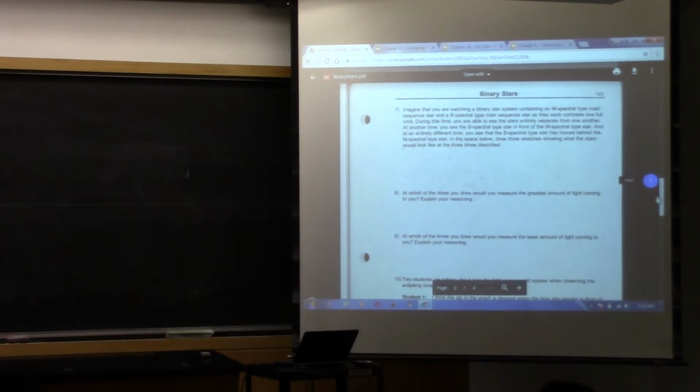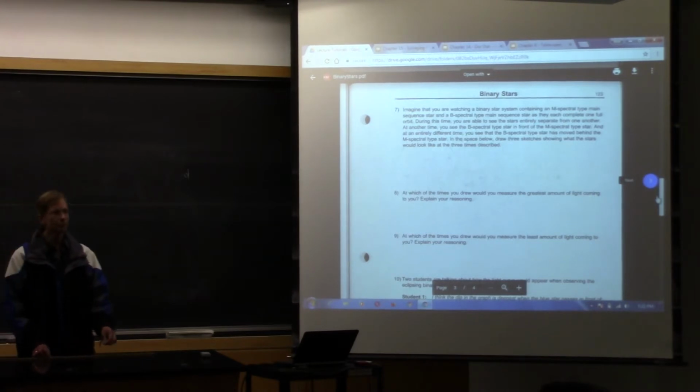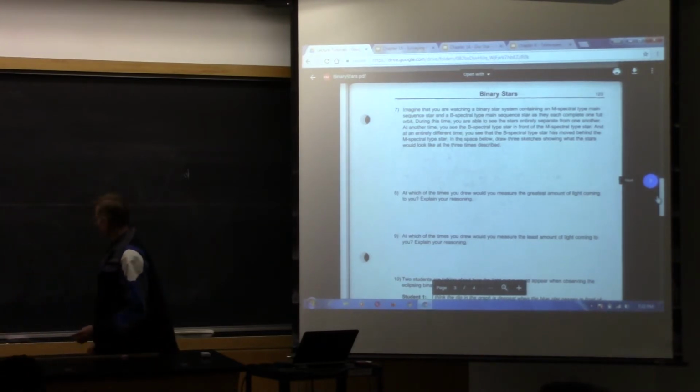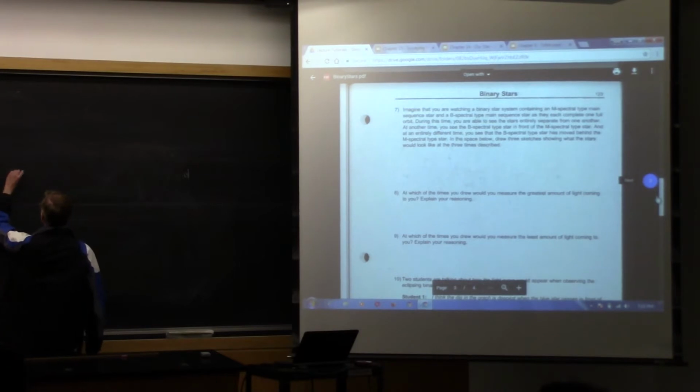So let's just kind of draw that. I think I even have some colored chalk here. Cheating because you can't draw that with colored chalk, but whatever. All right. So a B-type star, what color is it going to be? It's going to be blue because it's hot, right? So the B-type star is going to be blue.